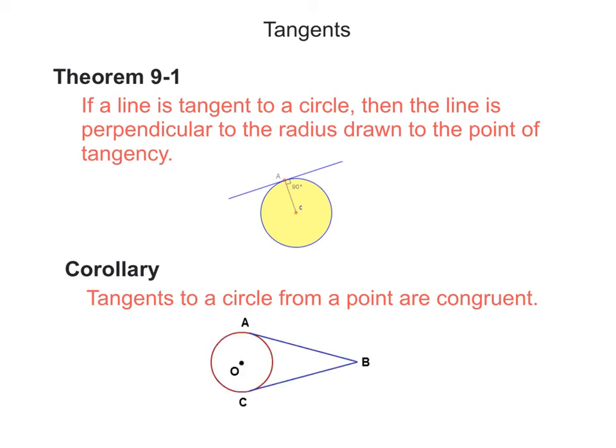So if you look at the diagram here, or the figure, we've got a circle with the center at O. We have two tangents from point B. Points of tangency are A and C. Now if this is true, then we can deduce from this that the length AB, or the segment AB, is congruent to the segment BC. Okay, so this is the corollary that we're talking about here.